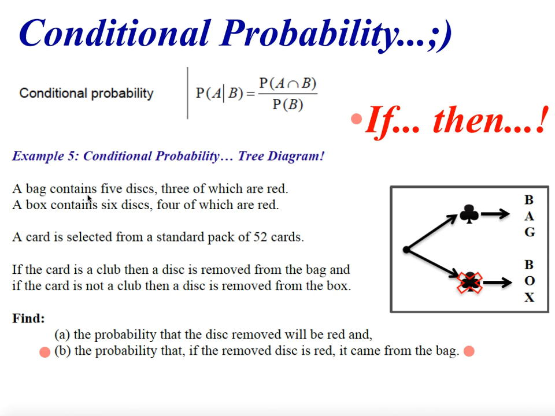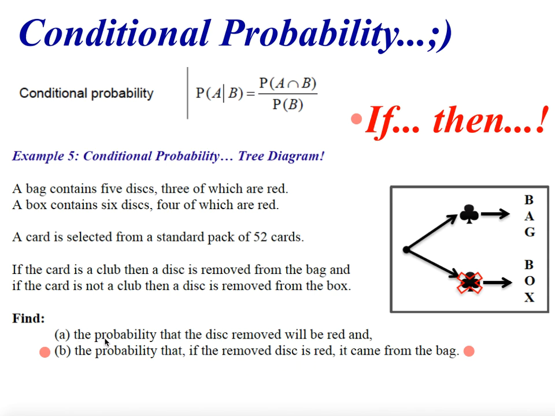So what if there is a bag containing 5 discs, 3 of which are red, which means 2 are non-red, and a box contains 6 discs, 4 of which are red, and therefore 2 are non-red. So a card is selected from a standard pack of 52 cards. More on the next slide about a standard pack of cards. If the card pulled is a club, then we reach into the bag. If the card is not a club, then we reach into the box. So the beginnings of a tree diagram concept is emerging here.